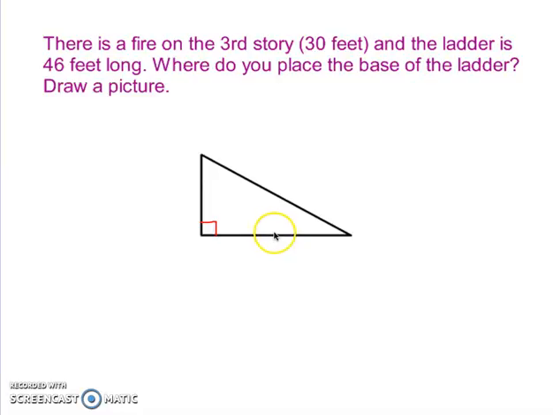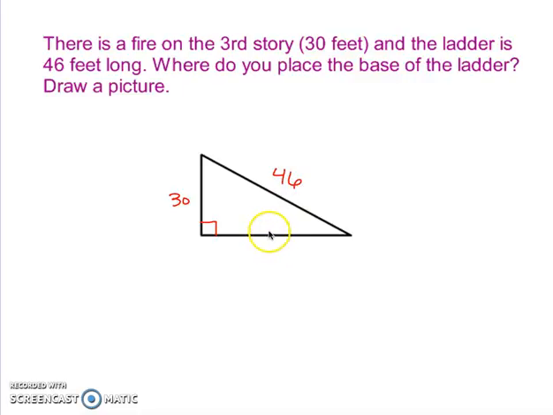And then if you think about placing a ladder to the building, the bottom of the ladder is to the ground, and the top of the ladder is to the building. So C would be your ladder. So the fire is on the 3rd story, which is 30 feet. So this is where you'd want to reach your ladder. So we would put 30 here. The ladder is 46 feet long, and it says where would you place the base of the ladder. So I'm trying to figure out if this is the bottom of the building, where do I put this? So we should have our 46 here.